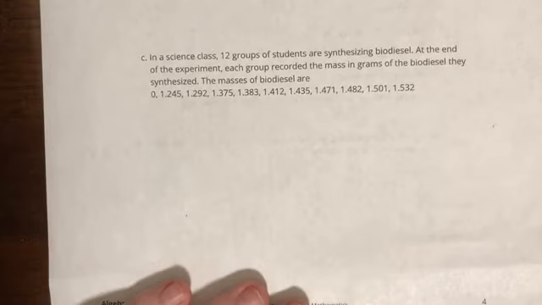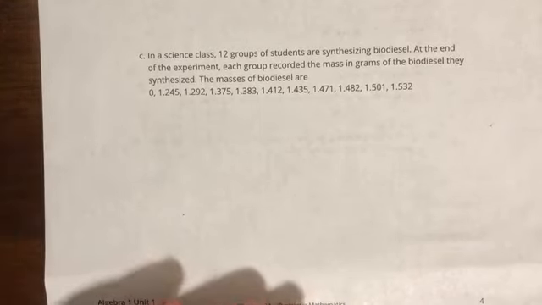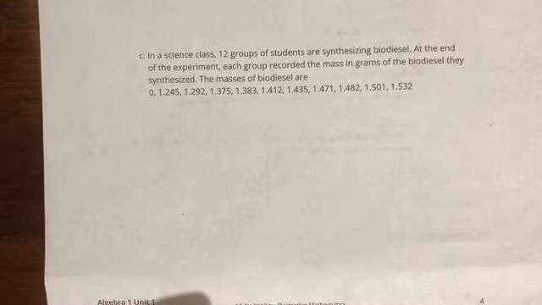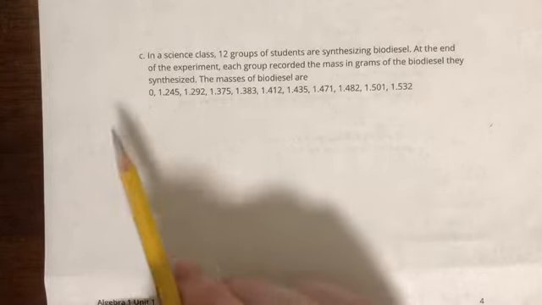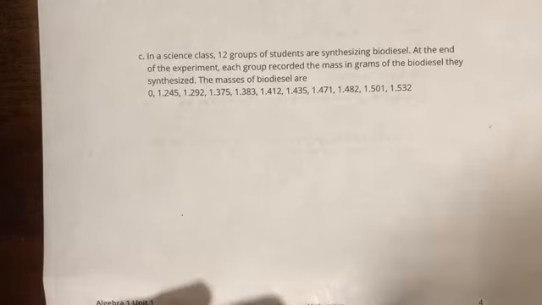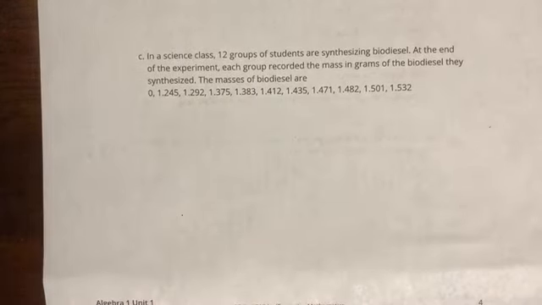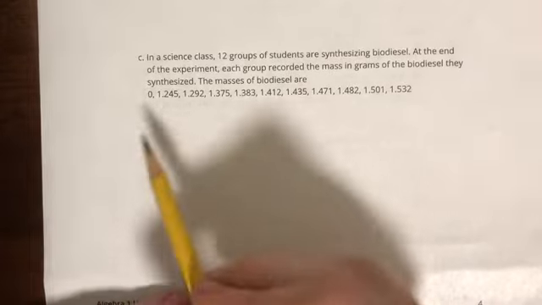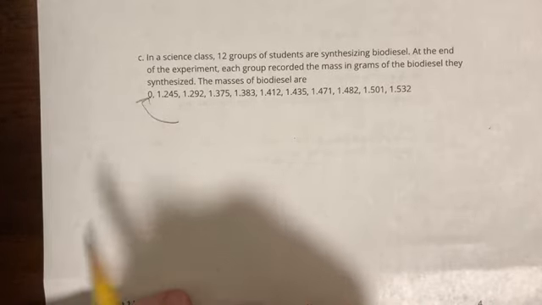All right. In a science class, 12 students are synthesizing biodiesel. At the end of the experiment, each group recorded the mass in grams of the biodiesel they synthesized. The masses of the biodiesel are 0, 1.245, 1.292. I'm not going to read them all. You take a look. So where's the outlier, and does it belong or not? All right, so 0 in this case is the outlier.